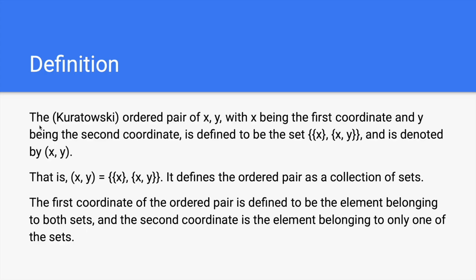The Kuratowski ordered pair of x, y, with x being the first coordinate and y being the second coordinate, is defined to be the set {{x}, {x, y}} and is denoted by (x, y). That is, we have this expression. It defines the ordered pair as a collection of sets. The first coordinate of the ordered pair is defined to be the element belonging to both sets. So we have x belonging here and x belonging here. And the second coordinate, y, is the element belonging to only one of the sets. That is the sets here.